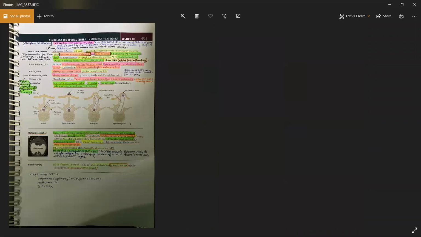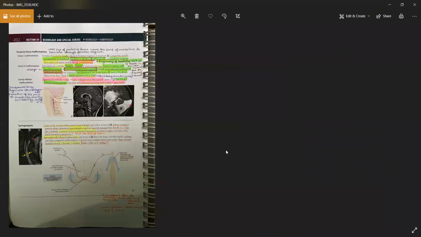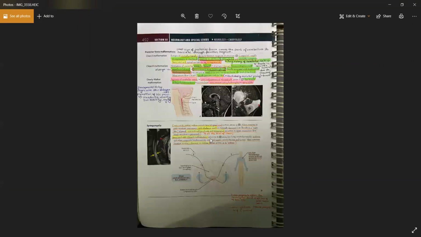So we have discussed the spinal cord malformations. We have discussed the forebrain malformations. Now we will discuss the posterior fossa malformations.